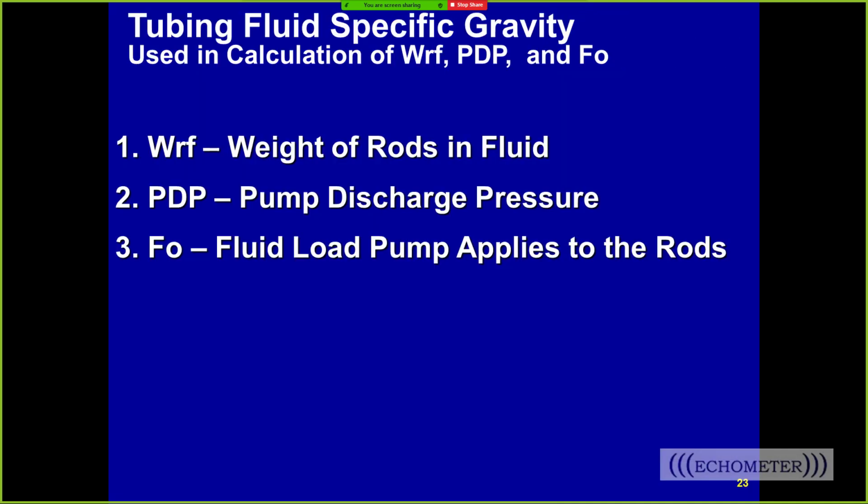Now, why is tubing fluid gradient important? Because it has an impact on the weight of rods and fluid. It has an impact on the pump discharge pressure. It has an impact on the height of the pump card. So it's an important parameter, and it shouldn't just be defaulted to 1. So you should enter your oil water cut, your oil gravity, your water gravity when you run QRod.